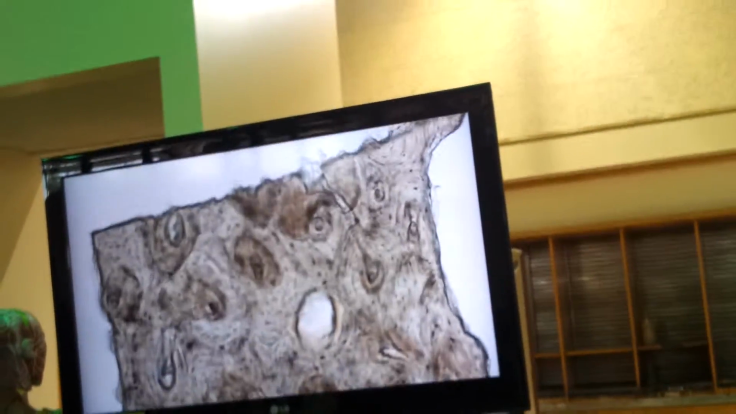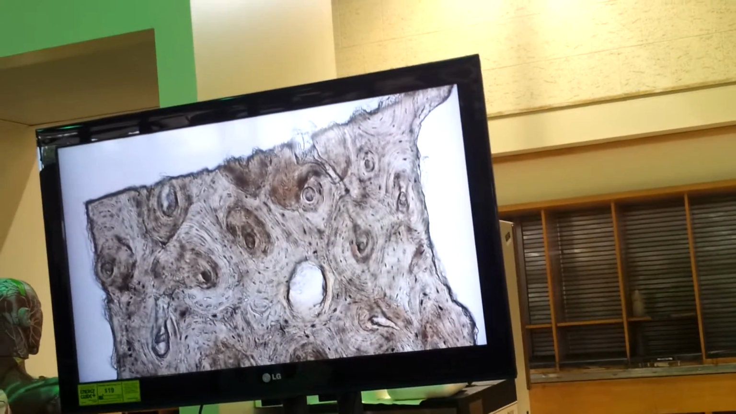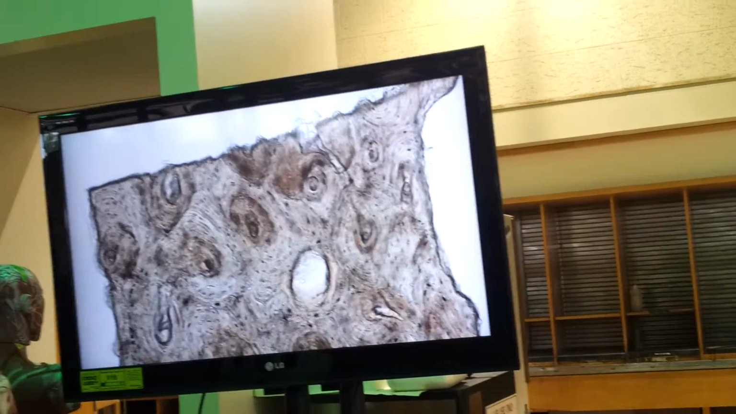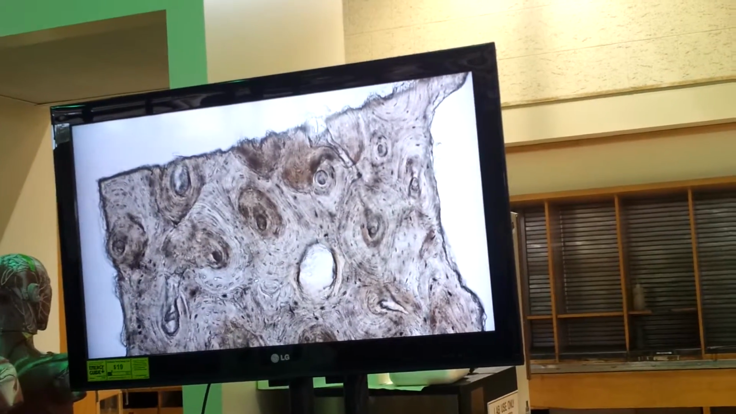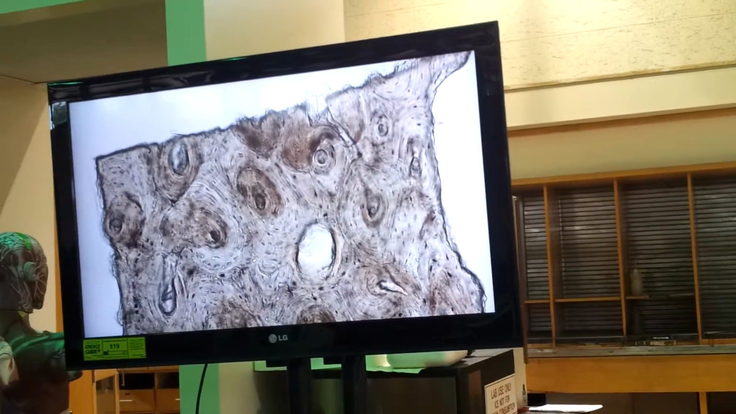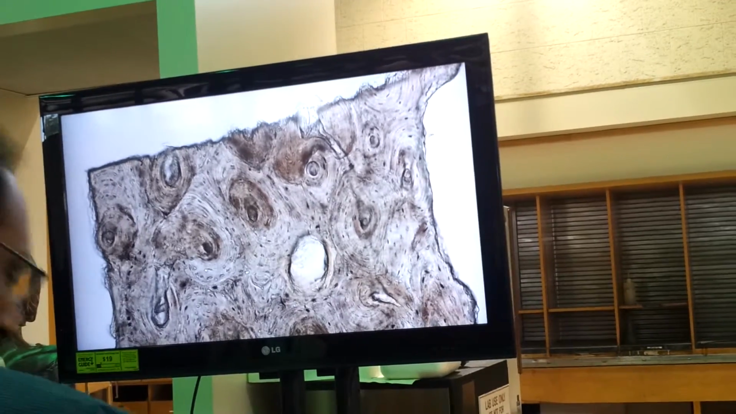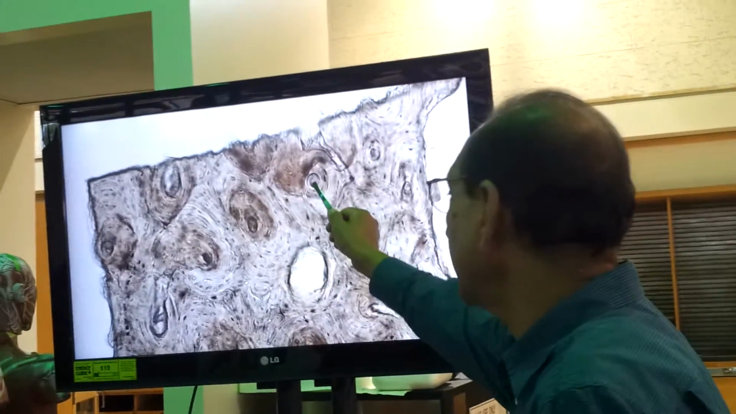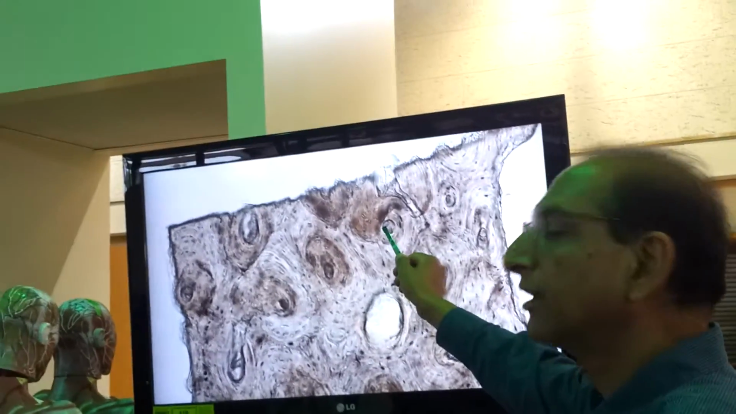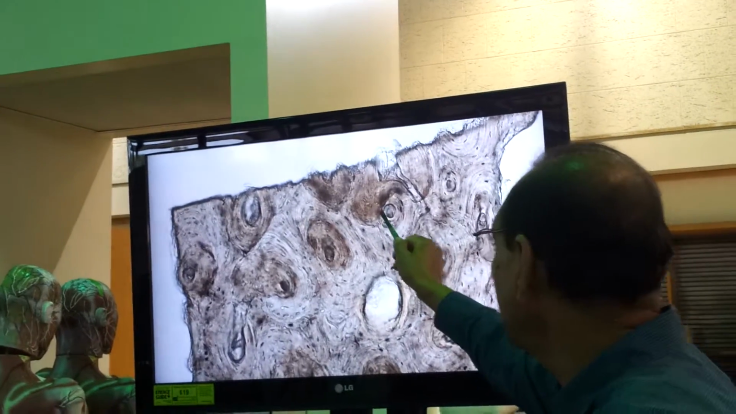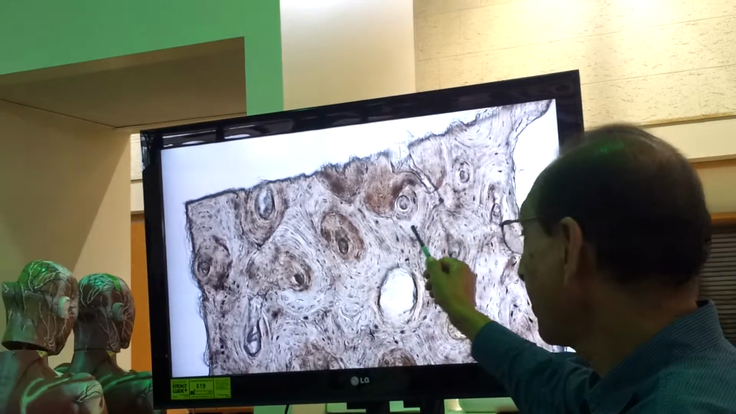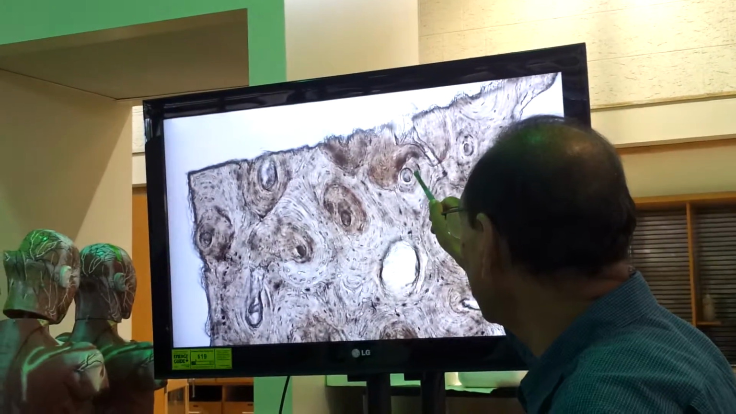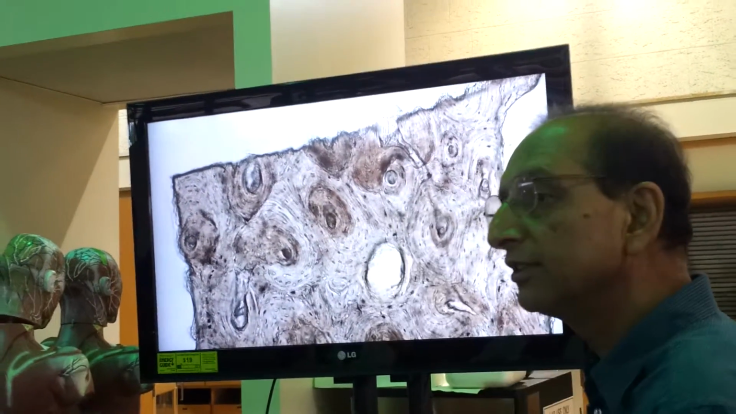You can easily tell that this is bone, right? Compact bone. So in the next exam, you will not say simply bone, you will say compact bone. And this compact bone, the structures you need to know. First of all, you need to know what is this part here, central canal or Haversian canal. And this whole thing is osteon.